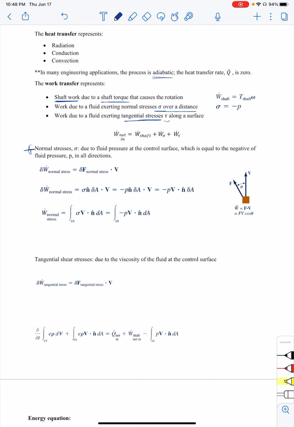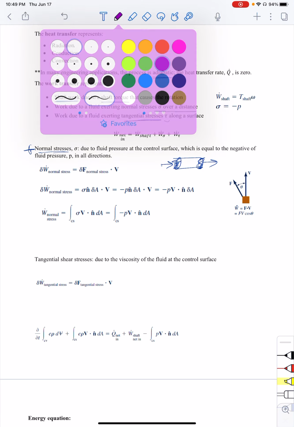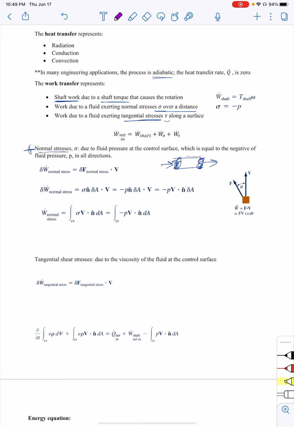So now let's get back to our normal stress forces that we have. So I just said that it's due to the fluid pressure at the control surface. And if we have this pipe here, and we have openings here and here, right? And the flow is coming in and going out, and this is our control volume.